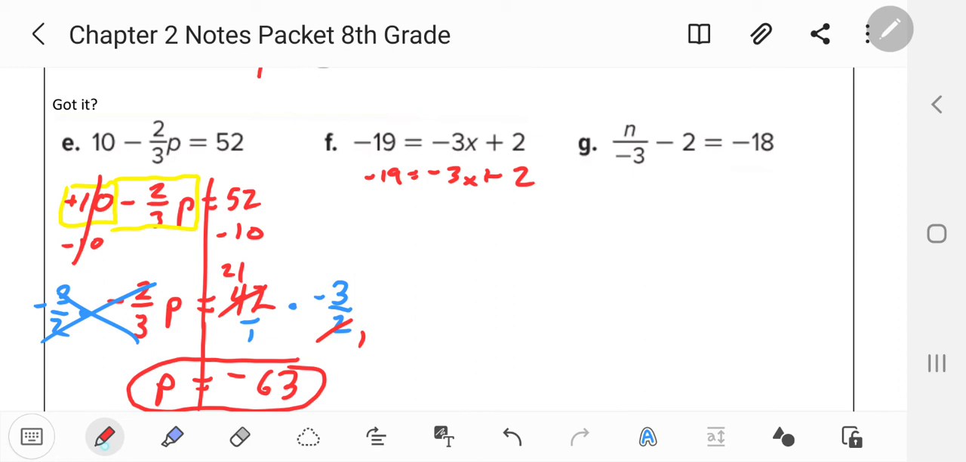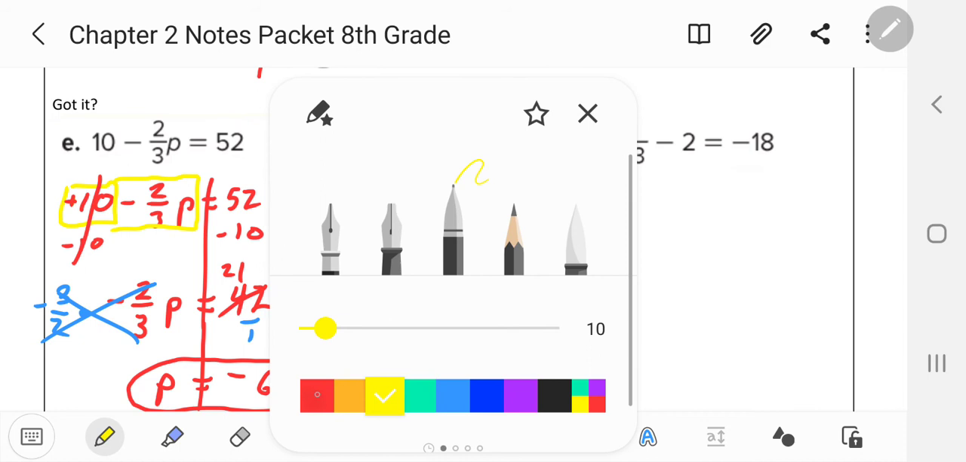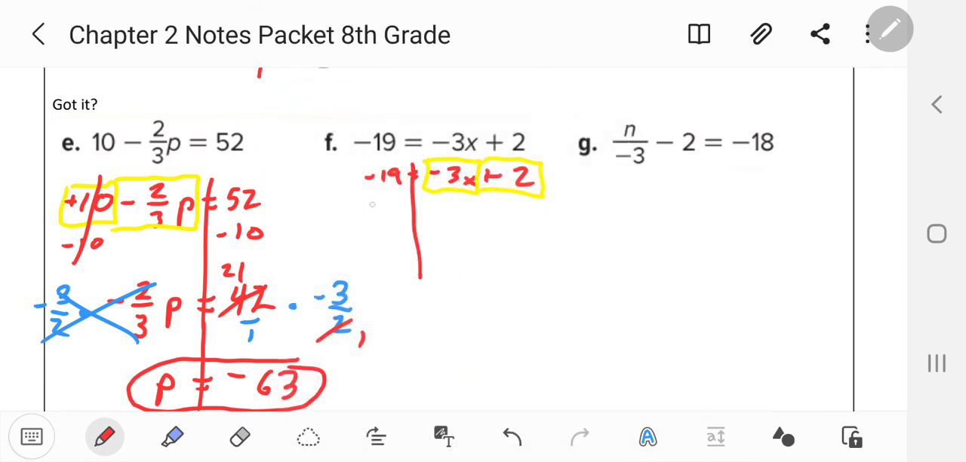Okay, the variable's on the right side this time of the equation, and I'm going to check out my terms here. I have a negative 3x and a plus 2. Now, what am I doing going over to the side without the variable? I need to undo this plus 2, so I'm going to subtract 2. I'm going to subtract 2. Now, negative 19 and minus 2 both take you to the left, so that's going to be a bigger negative. Negative 21 equals negative 3x.